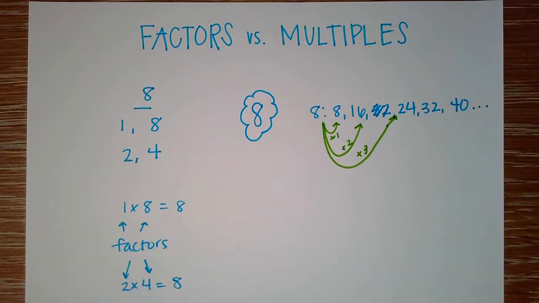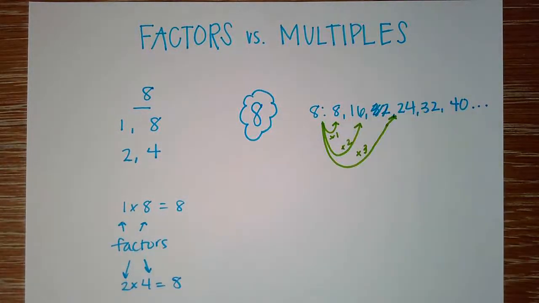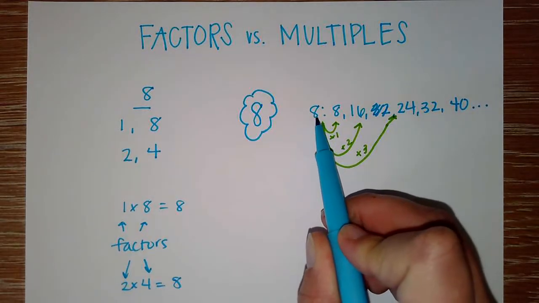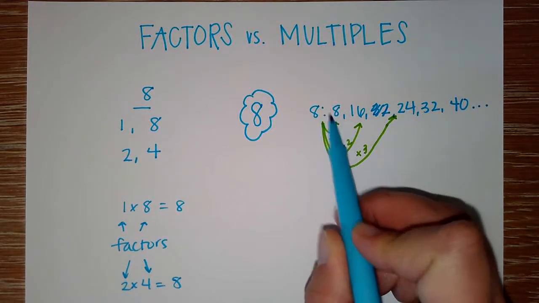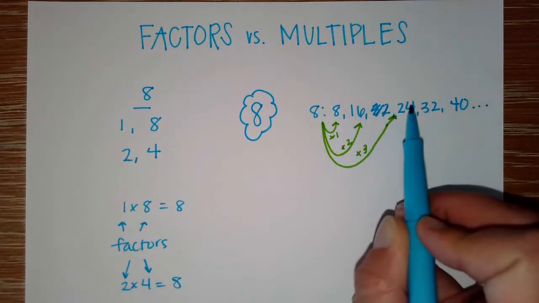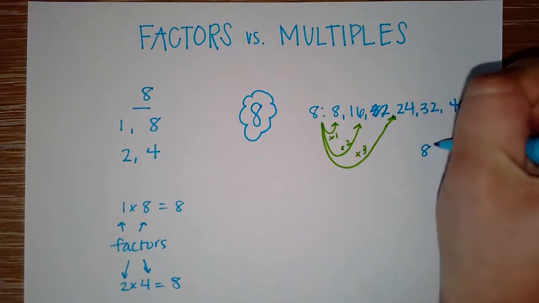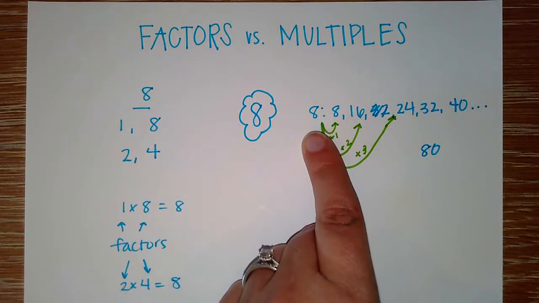So how do we remember which ones are the factors and which ones are the multiples? Well, I like to think about the multiples as there are multiple 8s here, right? So here is 1 eight, this is 2 eights, this is 3 eights, 4 eights, 5 eights. If I have 10 eights, that's 80. So 80 is a multiple of 8. We have multiple 8s building on top of each other.